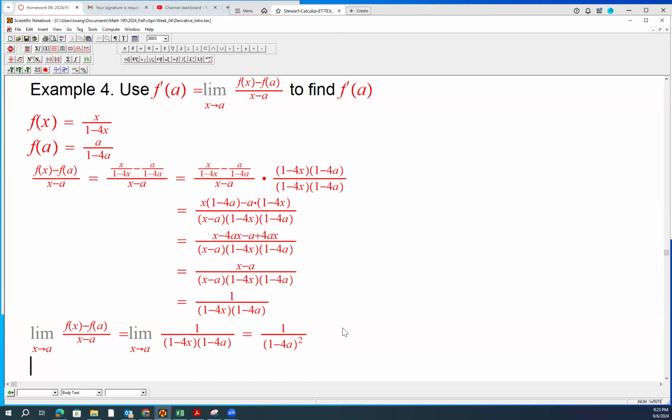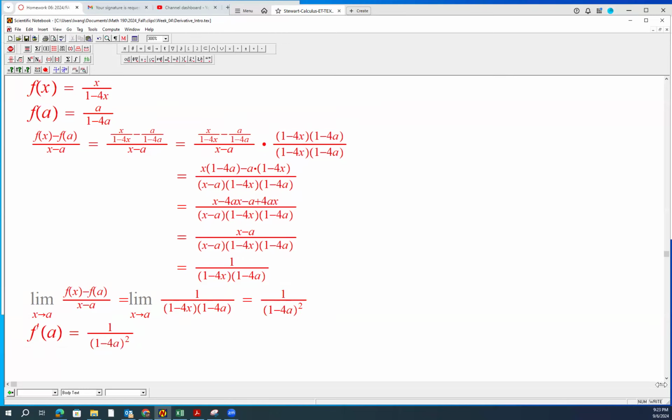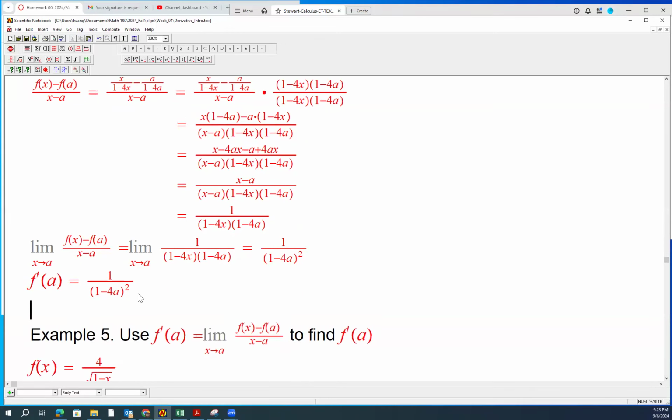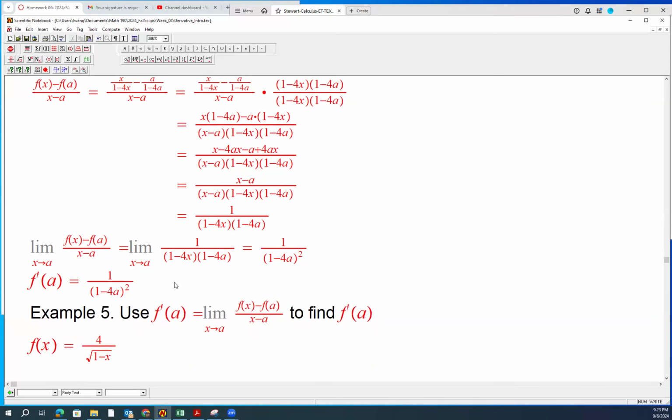So in the end, obviously this limit exists. So for this particular function, the derivative is equal to 1 over a parentheses being squared. And inside the parentheses is 1 minus 4a. So let's look at the last one.